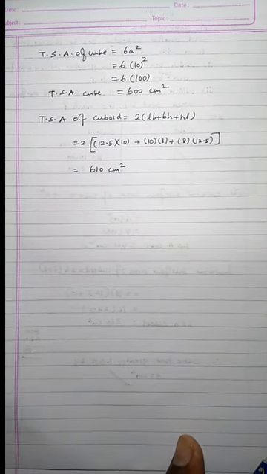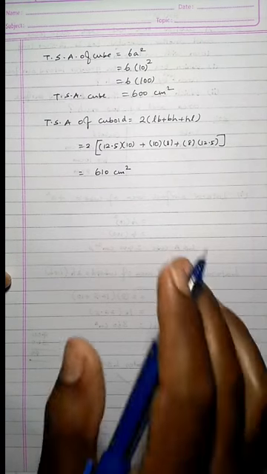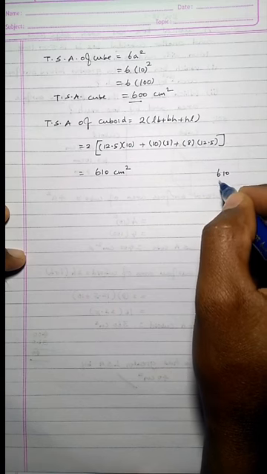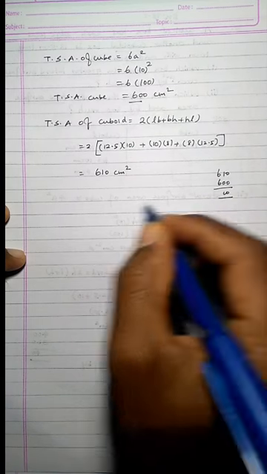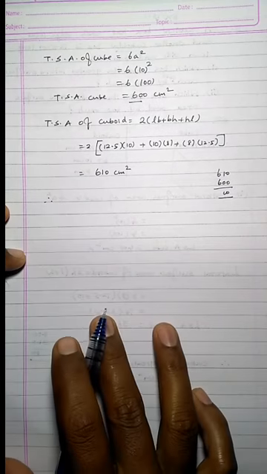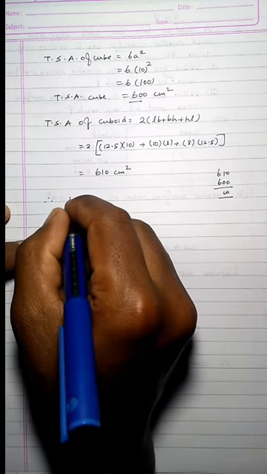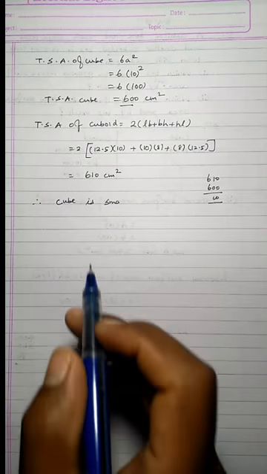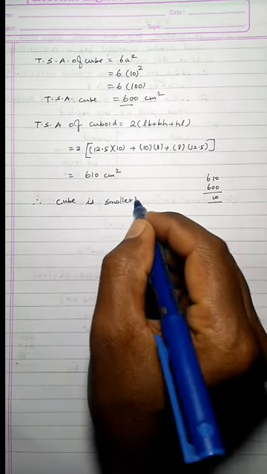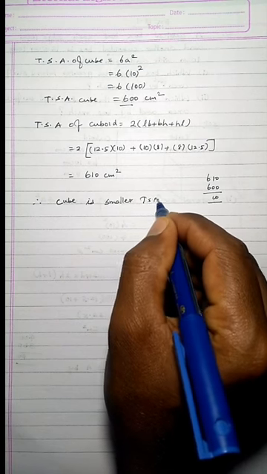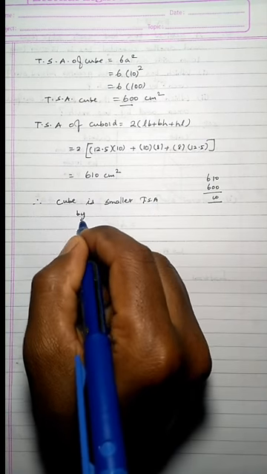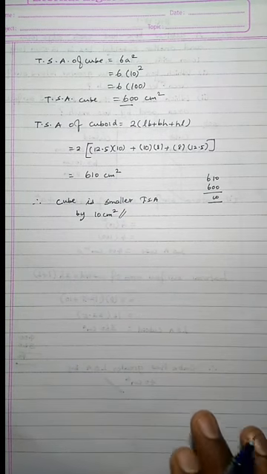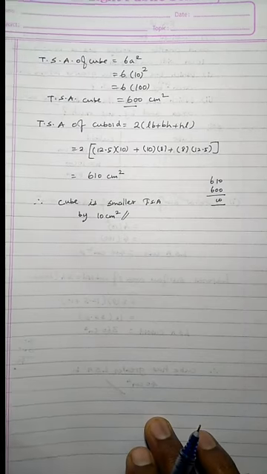Now you see which one is the smaller, they are asking. Smaller is which one? Cube. Then how much difference? 610 minus 600. So therefore you can say the cube is smaller in total surface area, by 10 centimeter square. Okay, so let's get into the next question now.